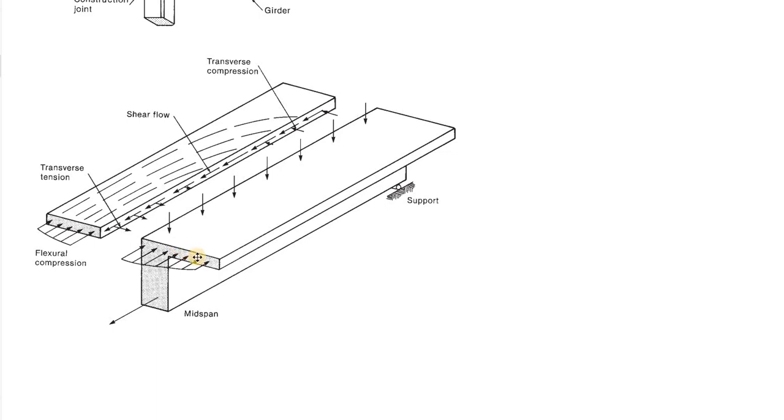This flange will be acting as a cantilever supported on this web. So in this case, you need to know the bending moment at this location, the interface of the flange and the web. And for those bending moments, you need to design the transverse reinforcement in this direction.